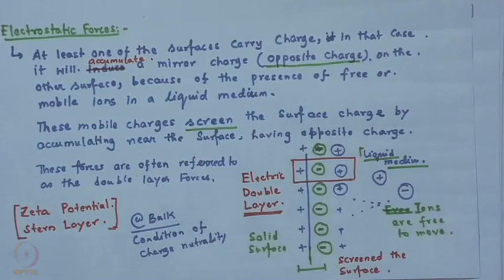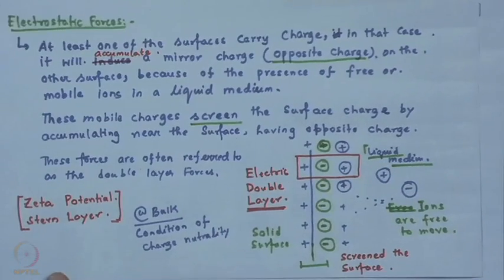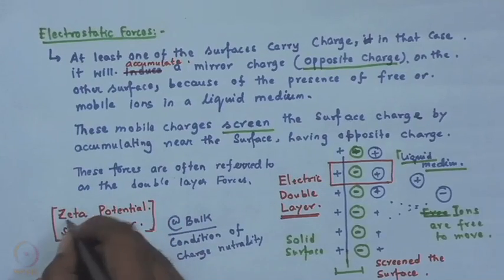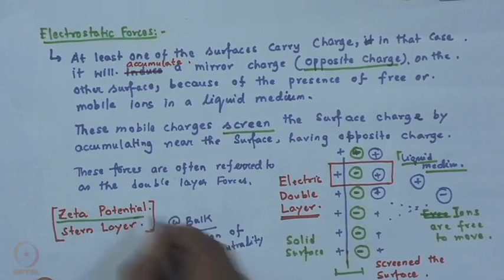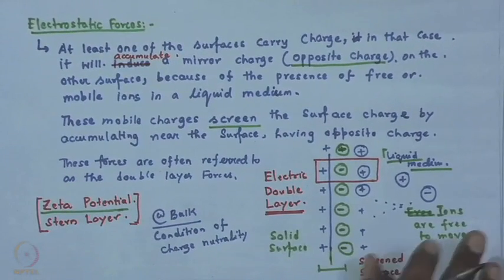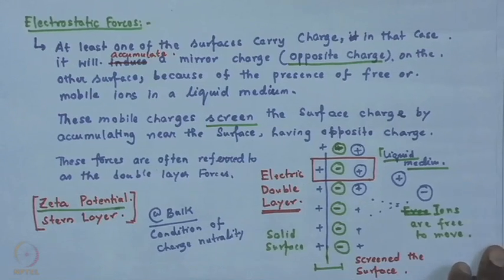This results in some sort of an additional surface potential, which is quantified in terms of the zeta potential, which can be physically measured in experiments using an instrument called a zeta meter. So, this gives you an idea about the strength of the electric double layer forces.